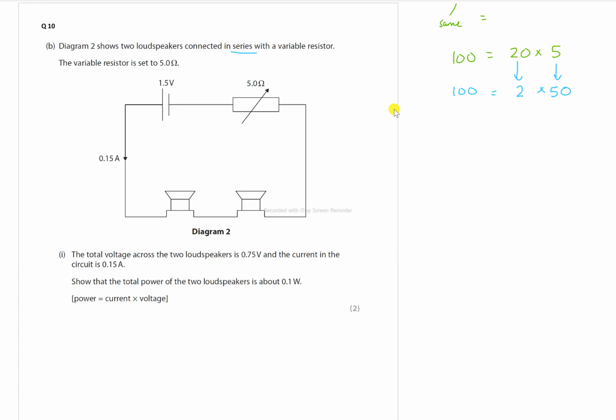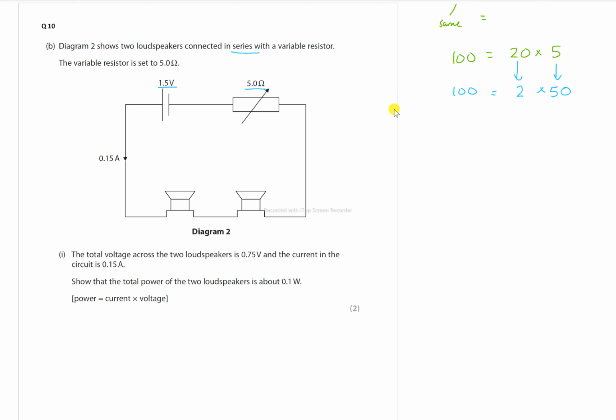They're connected in series. That means that they are next to each other like this. If they were in parallel, they would have been like this, something like this, but they're not. So we're not interested in that. The variable resistor is set at 5. So they've given us that.